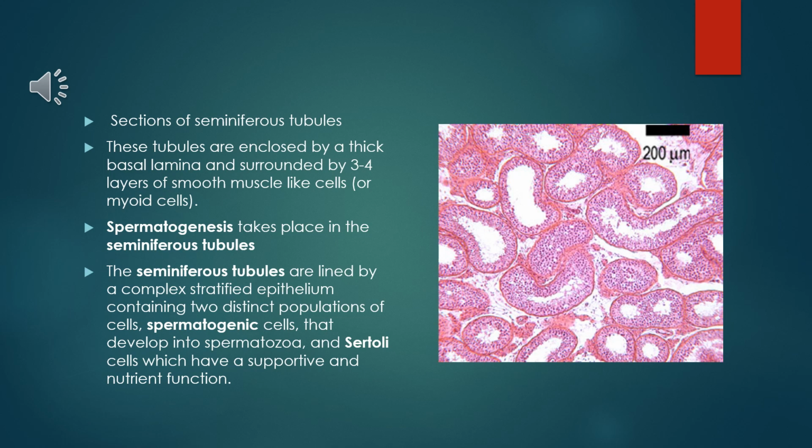The seminiferous tubule represents a complex stratified epithelium which contains two distinct populations of cells. One is called spermatogenic cells, otherwise referred to as germ cells. Most of these cells represent the stages in the formation of spermatozoa. The other cells have a supportive function and are called sustentacular cells, otherwise the cells of Sertoli.